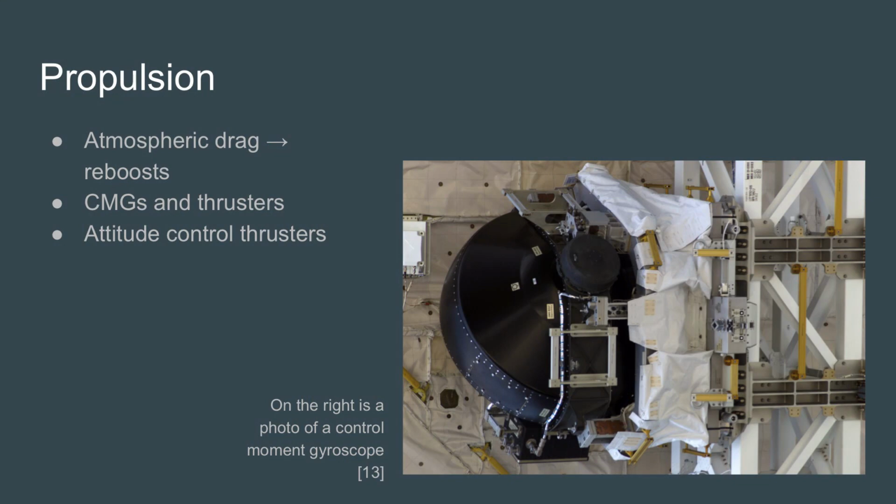In space, there's atmospheric drag on our station. This atmospheric drag would pull our station out of its planned orbit, and we would correct this by doing reboosts from another vehicle that would be attached to our space station that would align it back to its orbit.